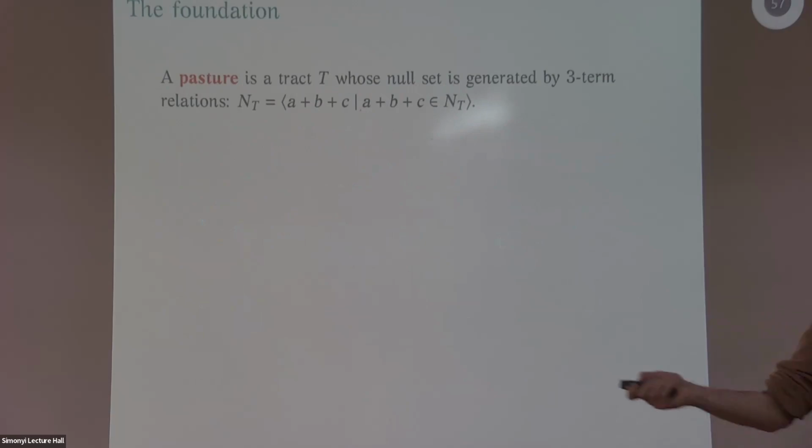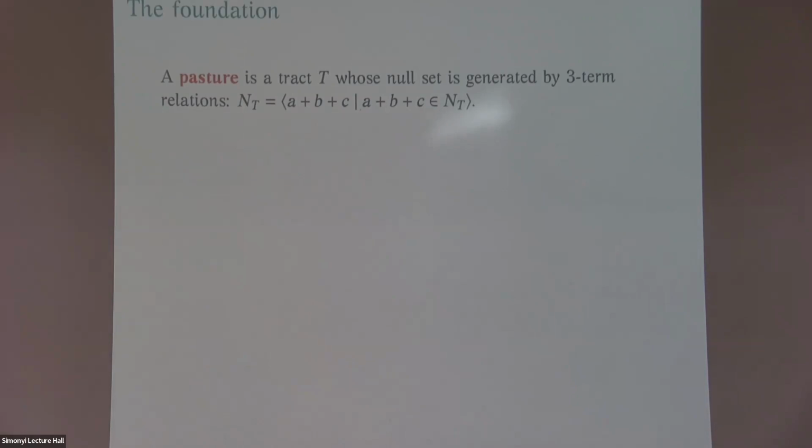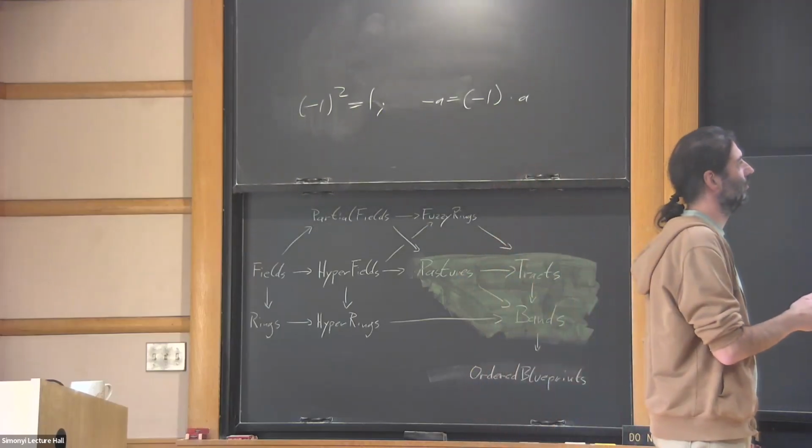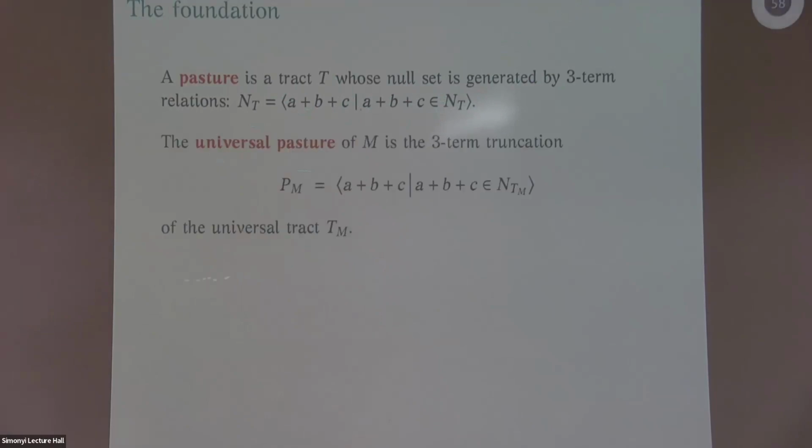Which leads to the definition of this guy here. Pastures. Sorry, I covered parts of that. So pastures are just tracts which are determined by the three-term relations. So either you say the null set is generated by three-term relations, or we just truncate at three terms. Like June introduced pastures in his lectures. And then the universal pasture is like the three-term truncation of the universal tract. So we are simplifying the relations to just check three-term Plucker relations.